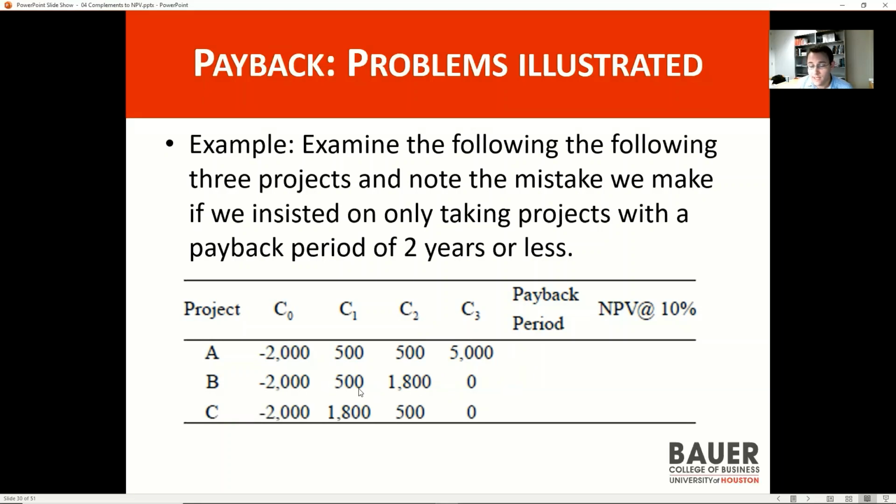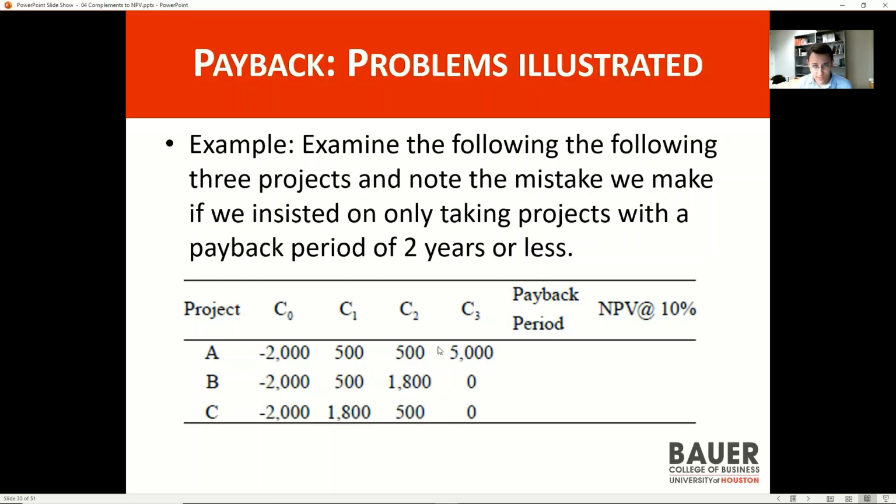Well, in both of these cases, you put $2,000 at time 0. At time 1, you haven't recouped $2,000 yet. At B, you've recouped 500. C, you've recouped 1,800. At time 2, then you cross the threshold in both cases. In project B, you've collected 2,300 positive cash flows minus 2,000 negative. So now you're in the black. So you've paid back your initial investment at time 2, and same thing with project C.